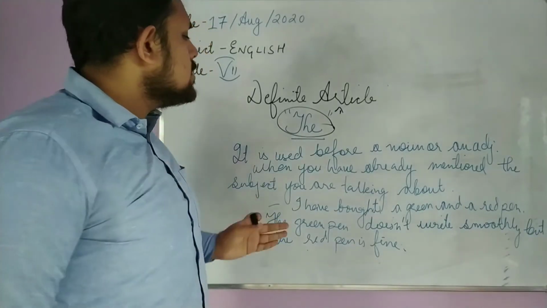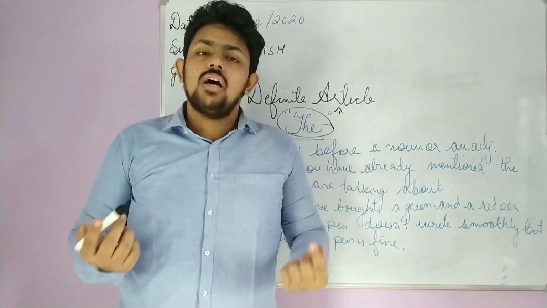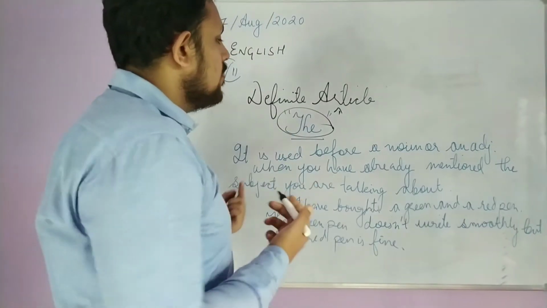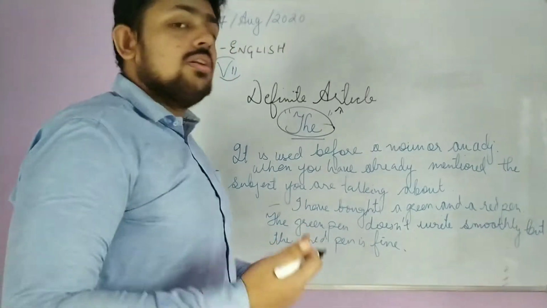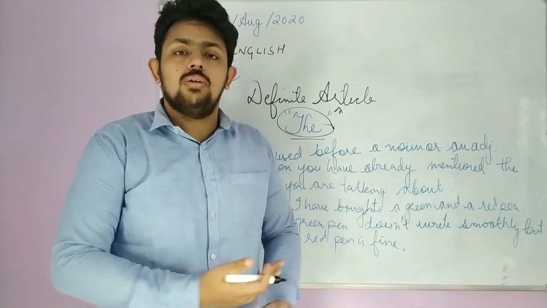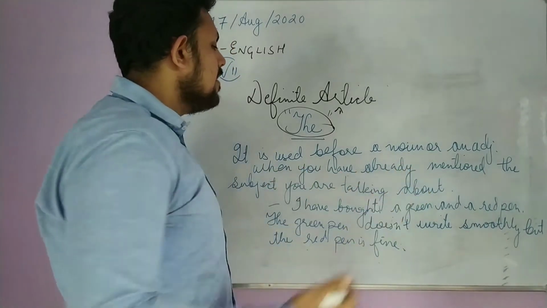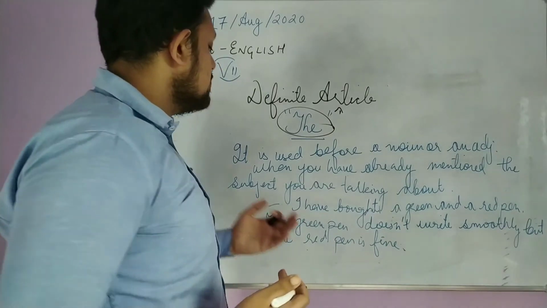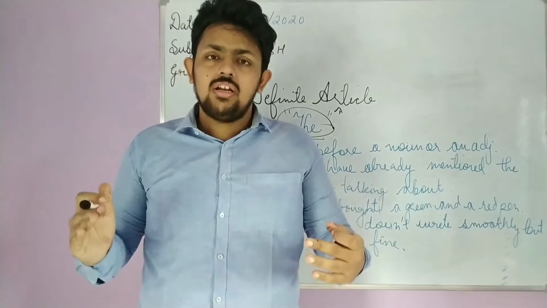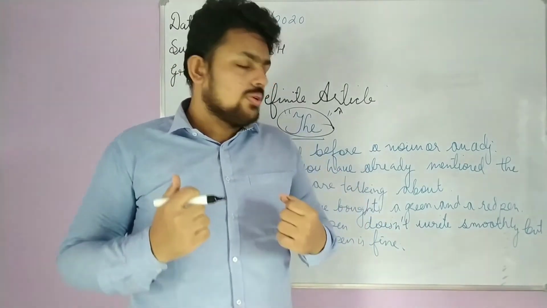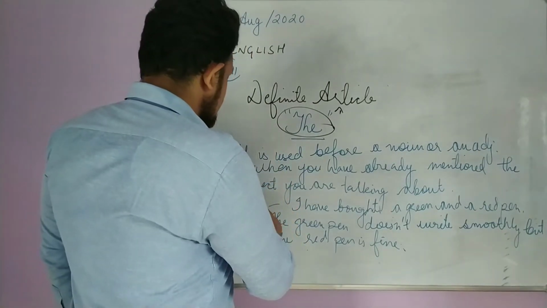It is used before a noun. The first condition is that it is used before a noun or an adjective. It may be an adjective: the tallest boy, the smartest boy, the prettiest girl. Okay, all adjectives. It is often used when you are talking about the subject which you have already mentioned. You will understand better with an example.